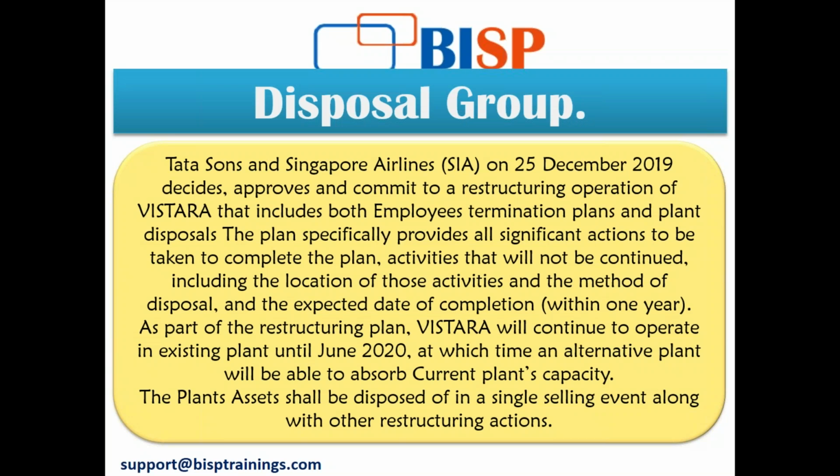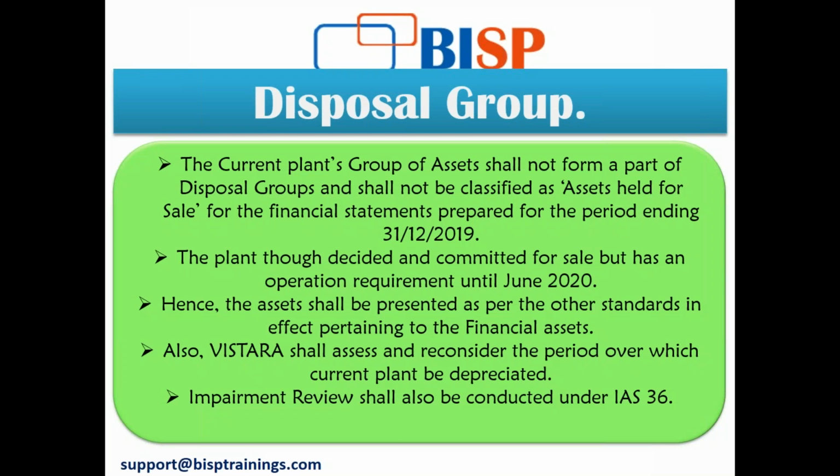So this is actually my analysis of the study that says that the current plant's group of assets shall not form a part of the disposal groups and shall not be classified as assets that are held for sale for the financial statements prepared for the period ending 31st of December 2019. The reason is because they are not available for immediate sale. It is clearly written that operational requirement of that plant is required until June 2020.